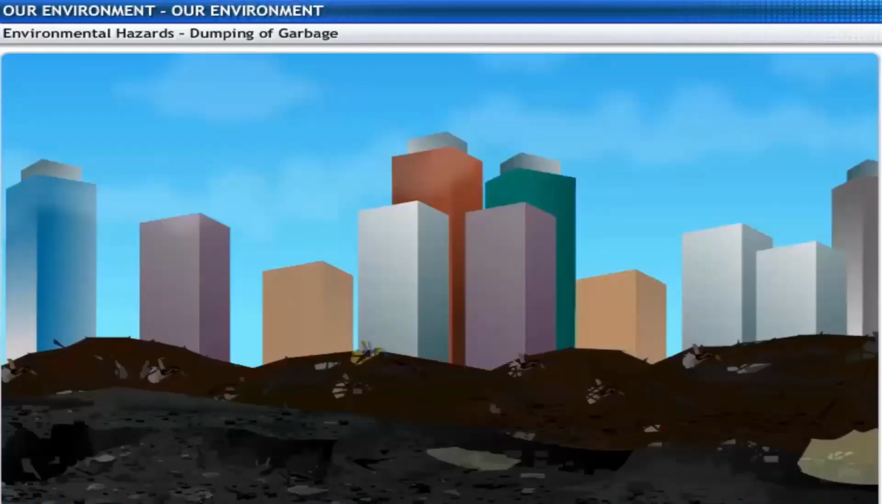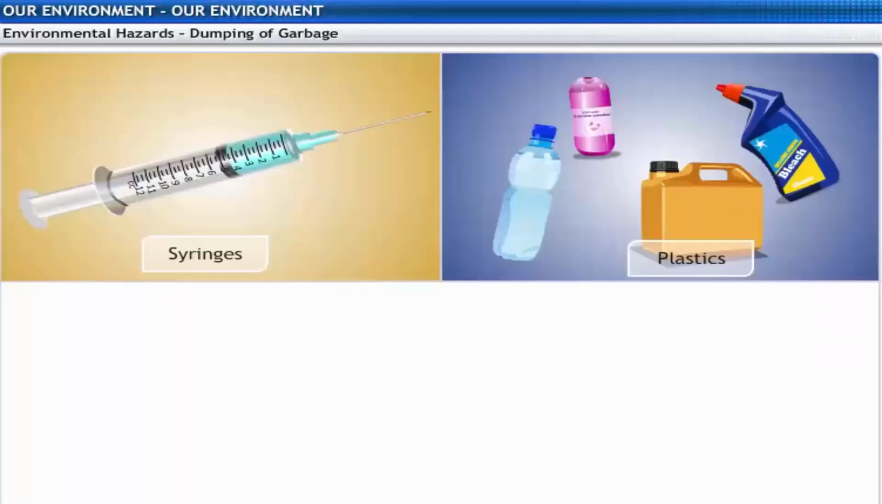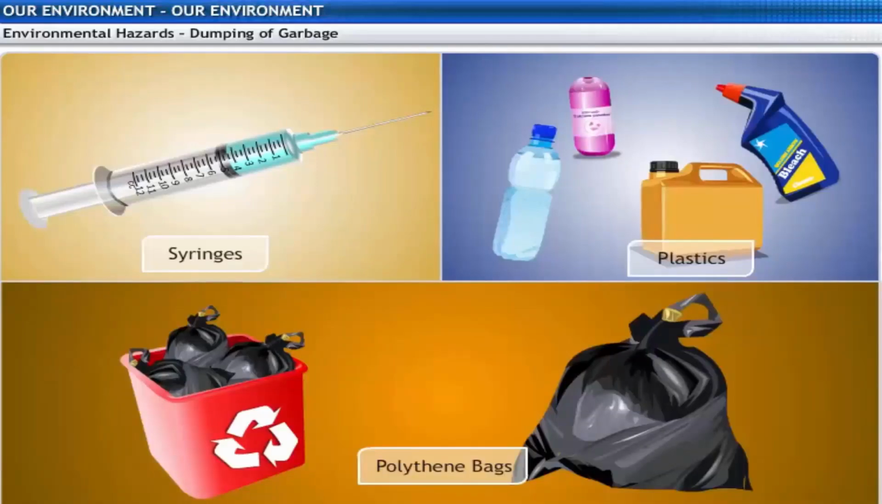Visit any town or city, and you are sure to find heaps of garbage or solid waste. The increased use of non-degradable items such as syringes, plastics, and polythene bags has resulted in much of your waste becoming non-biodegradable. What do you think will be the impact of these on the environment?